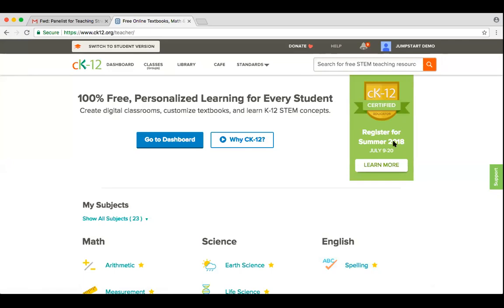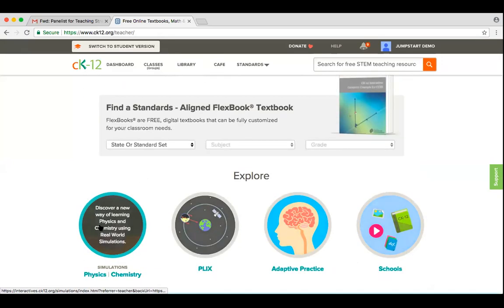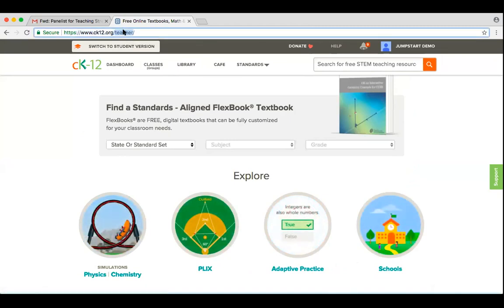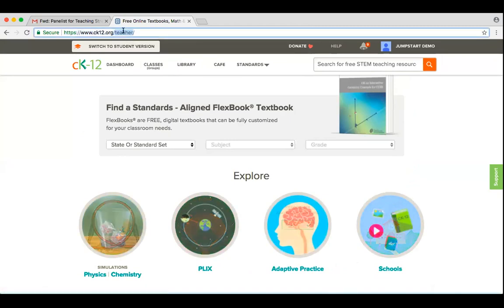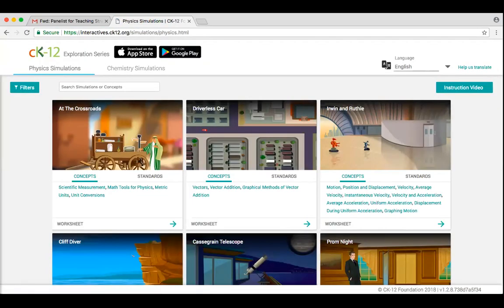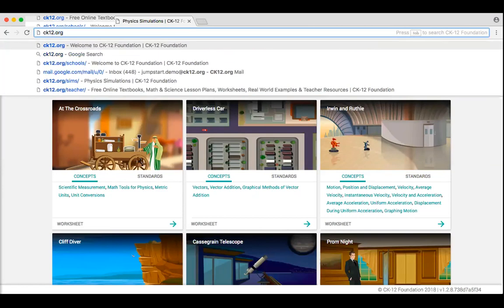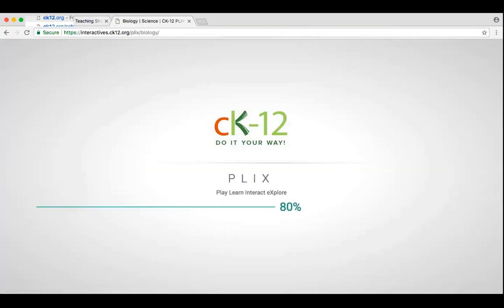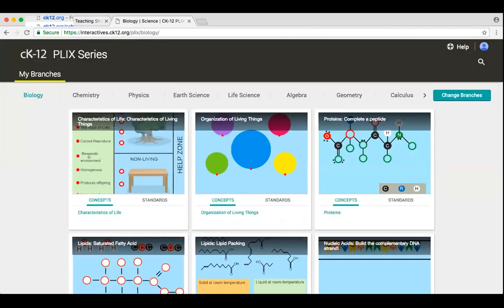All right, so let's go back to the beginning here. How do you get to an index of all the sims? I think we showed you that. You can click on this here, but I'm going to show you another way of doing that. I'm going to go up to the URL, and ck12.org/sims is another direct way to get into the sims. And the same is true for ck12.org/plix. And that loads up the Plix browse page.